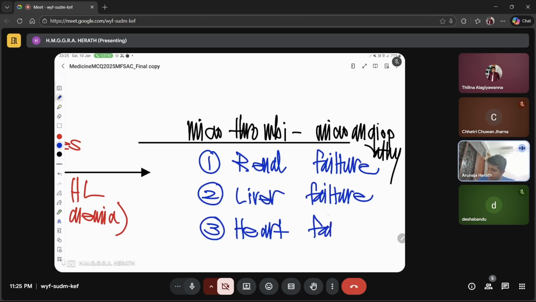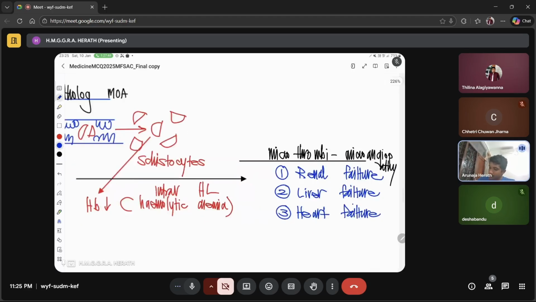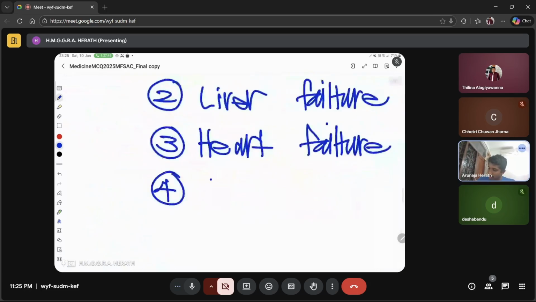And then because their clotting factors are now reducing, and because their platelets are reducing, they can also get what? Severe bleeding. What are the life-threatening bleeds that a patient can get?